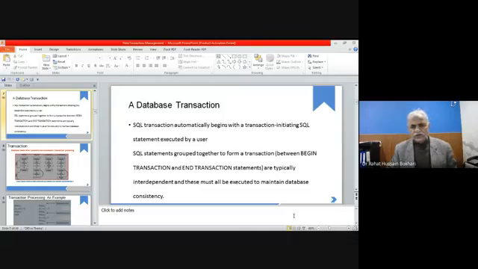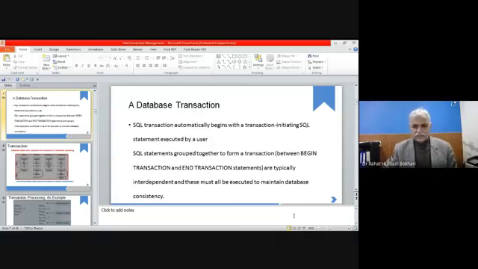An SQL transaction automatically begins with the initial SQL statement executed by a user. Whenever you give any SQL statement and execute it, your transaction automatically begins. It is initiated. SQL statements are grouped together to form a transaction between begin and end transaction. We have to group them, and at the end take them as a single unit.